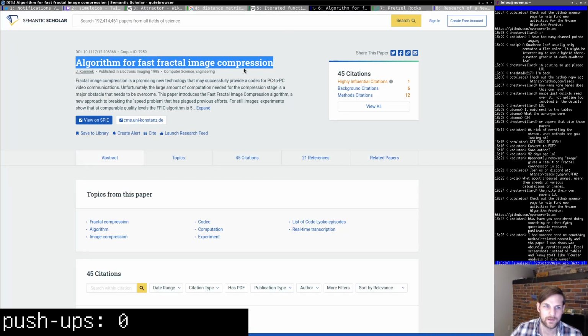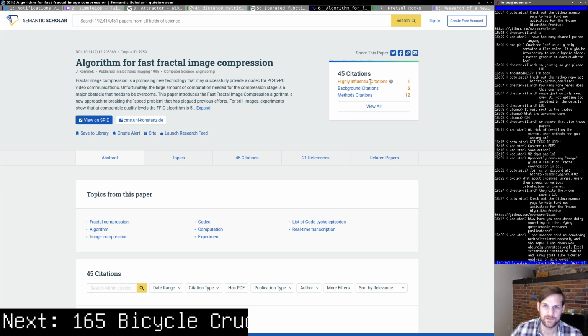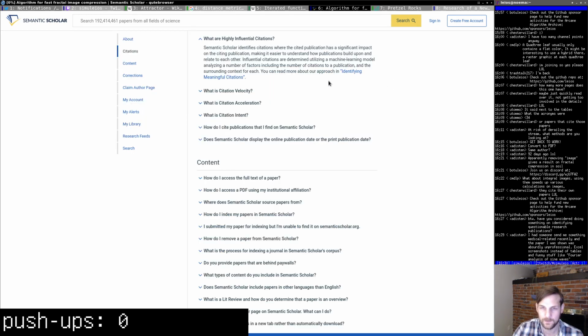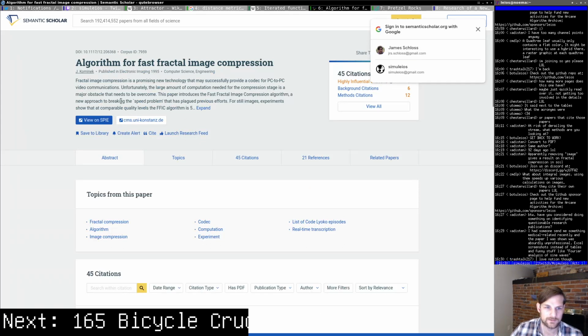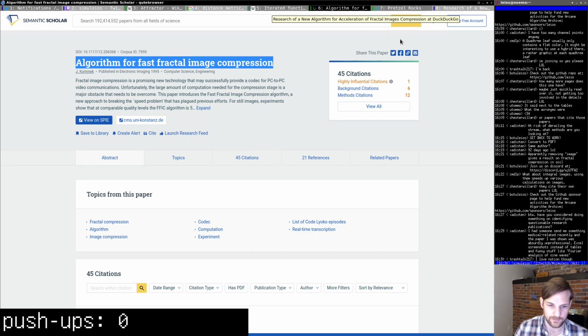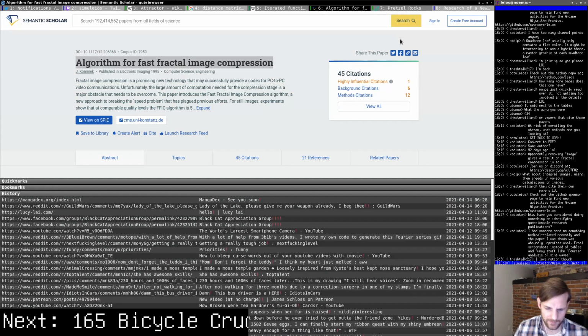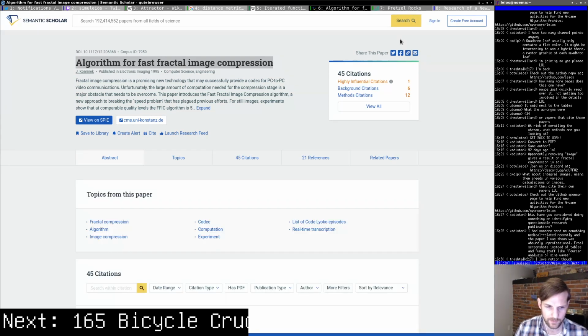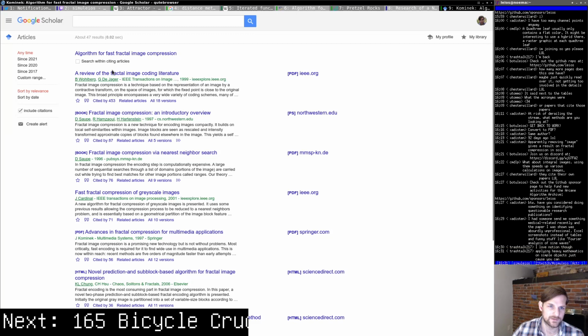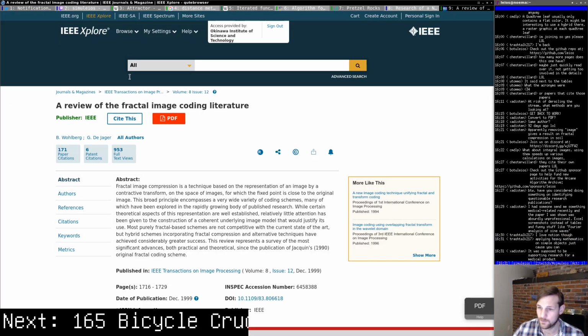Okay, let's go here. I'm interested to see what the highly influential citation is here. Let's look at "Algorithm for Fast Fractal Image Compression," and let's go to Google Scholar and look that up. Again, I'm kind of just looking for papers right now. I'm going to look at the forward citations there. And they say one of them was influential, which is this one, "A Review of Fractal Image Coding Literature," 1999. There we go.